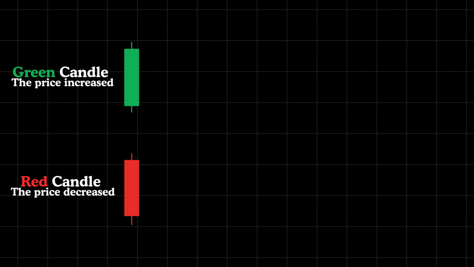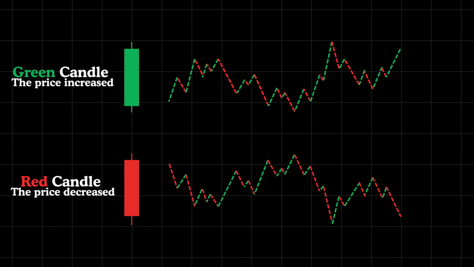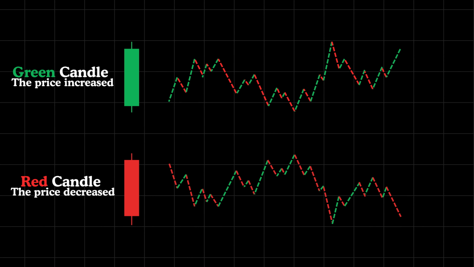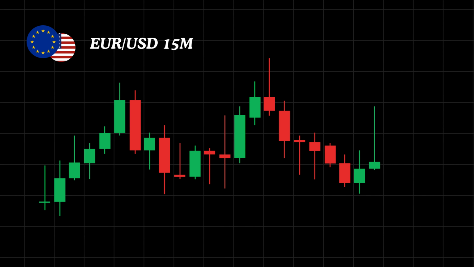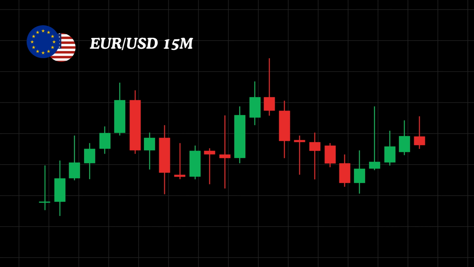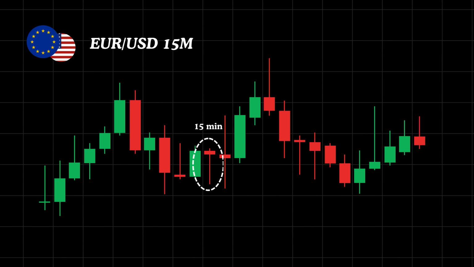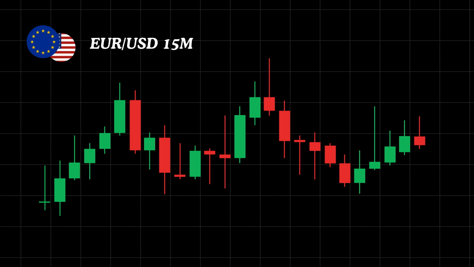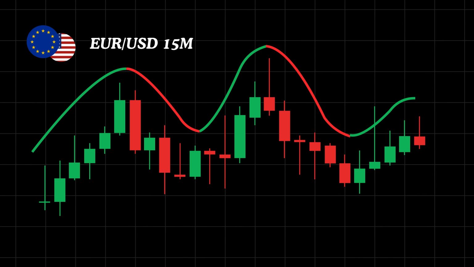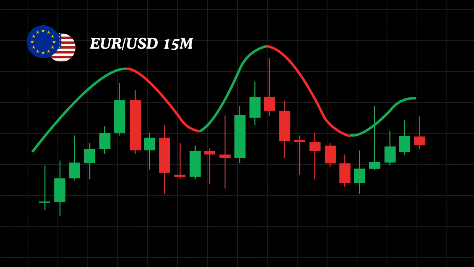You don't need to be a scientist to read a candlestick. A green candle represents an increase in price, and a red candle represents a decrease in price. One of the best aspects of the clues provided by candlesticks is that they are visual and highly intuitive for the trader. For example, if you are analyzing a 15-minute chart, it means that every candle reflects 15 minutes of market activity. As mentioned, a green candle signals that the price moved upward during those 15 minutes, while a red one indicates that the price moved downward.